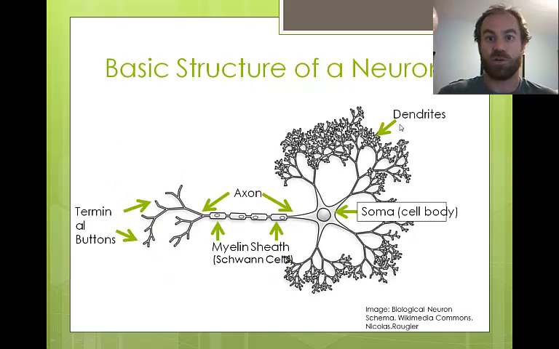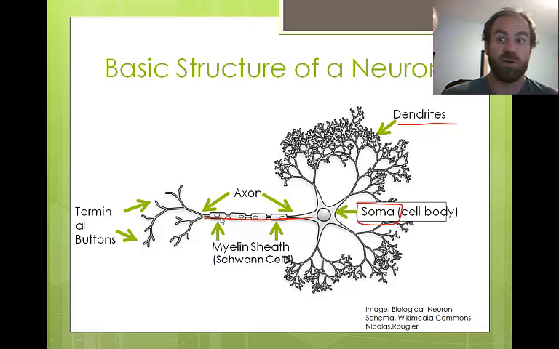So here's the basic structure of a neuron. Let's start with the dendrites, where the messages come in from preceding neurons. The soma is the cell body, and this is where the nucleus is located, and the other organelles. This long branch here is the axon, and axons can be microscopically small or they can be very long. Some axons run from the toes all the way up to the base of the spine. The axon is what carries the electrical impulse down the neuron.